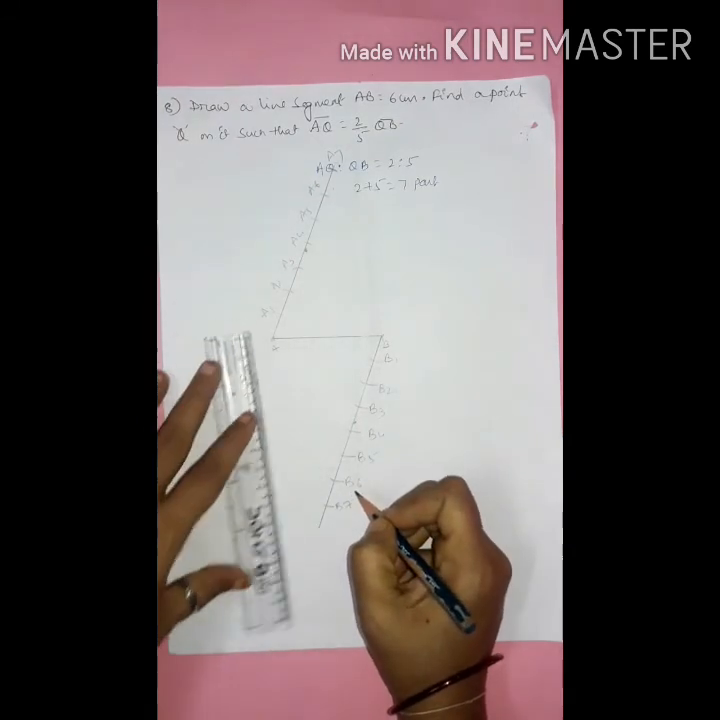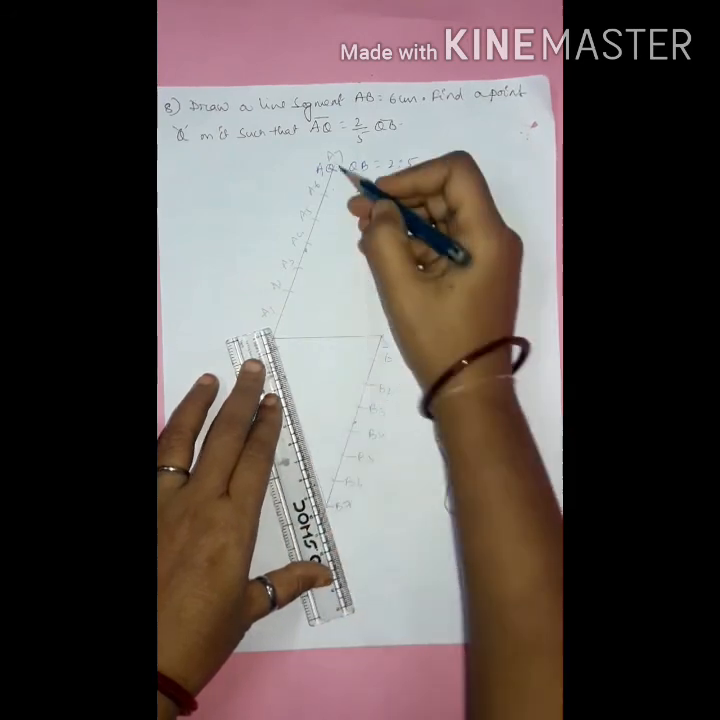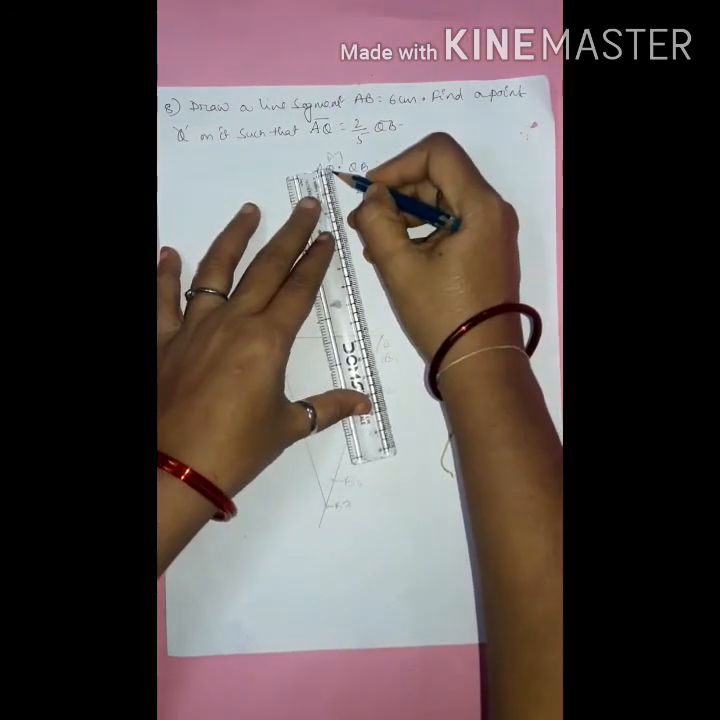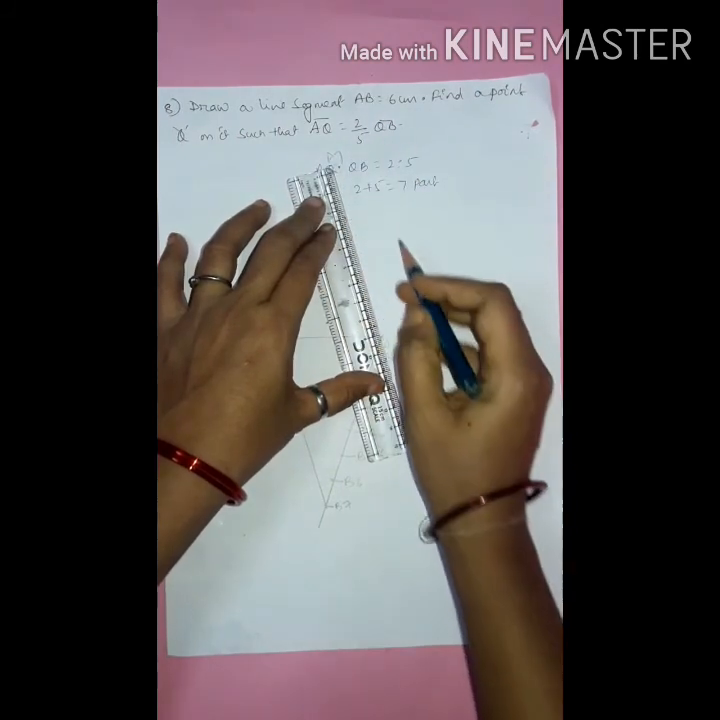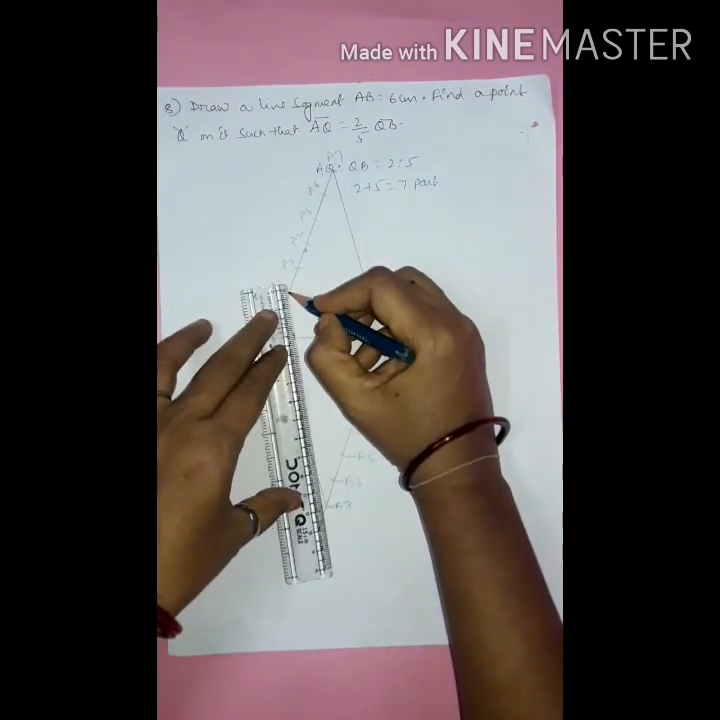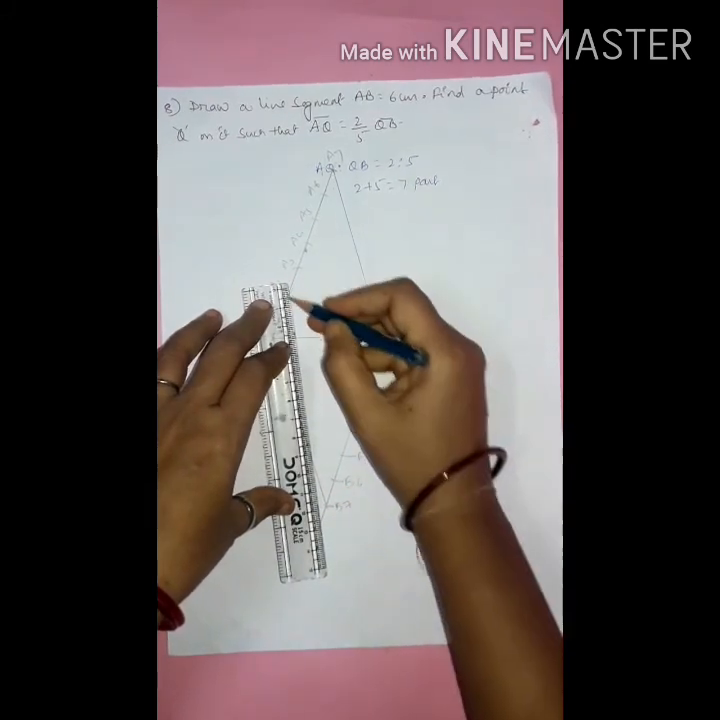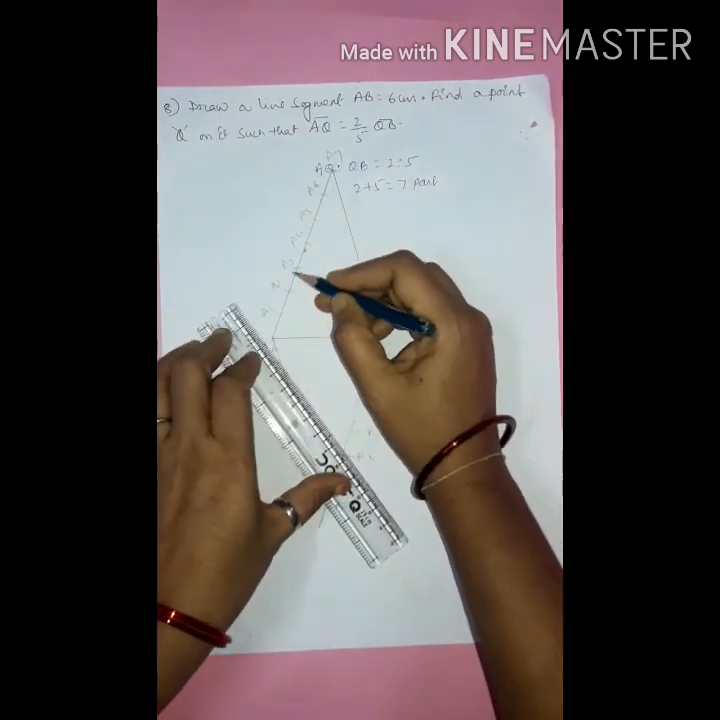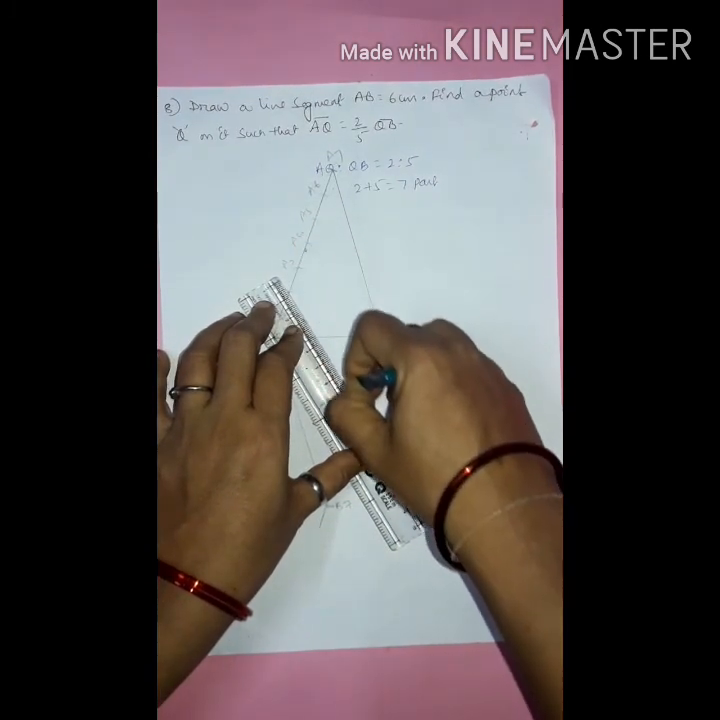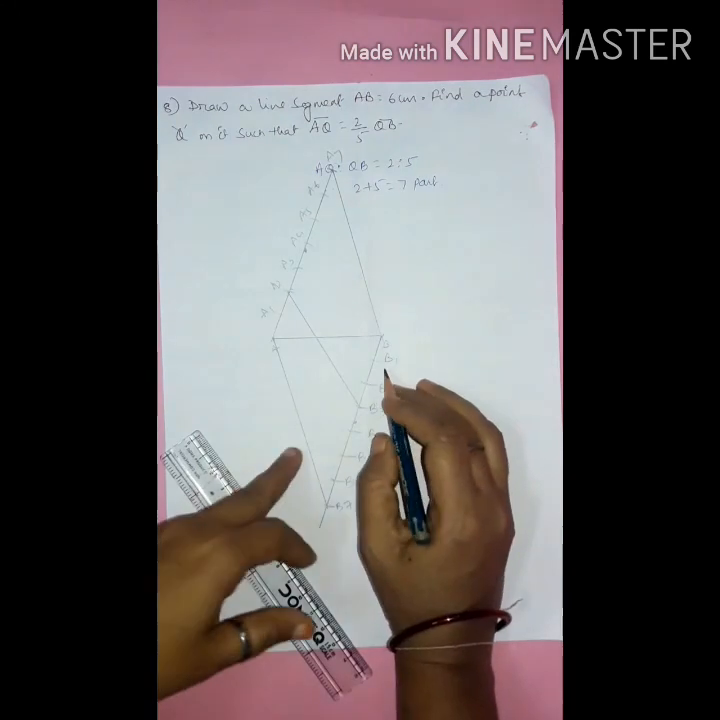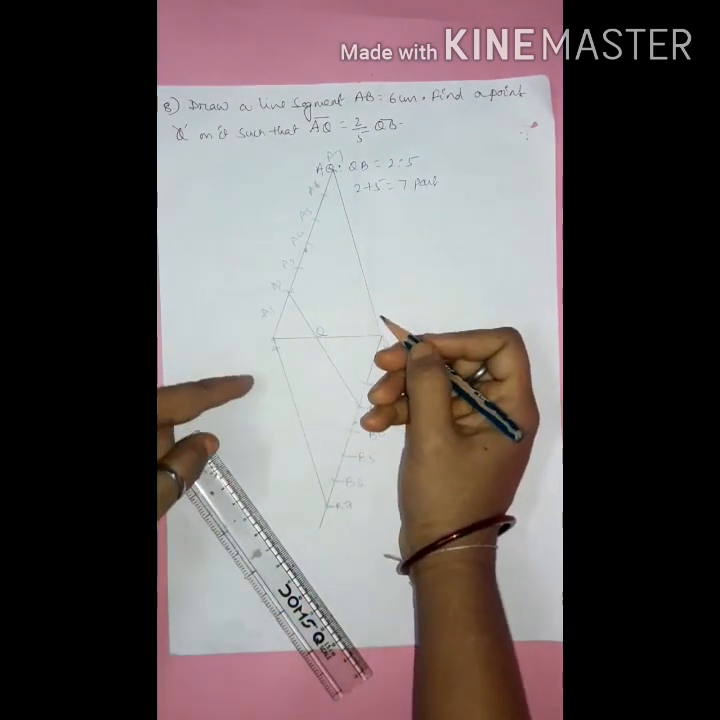Join A to B7. Next A7 to B. This is 2:5. Means here A has 2 parts and here 5 parts: 1, 2, 3, 4, 5. You have to join A2 to B3. So this is the Q. 2:5. This is the answer.